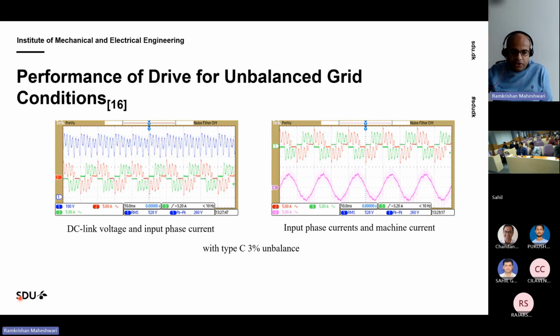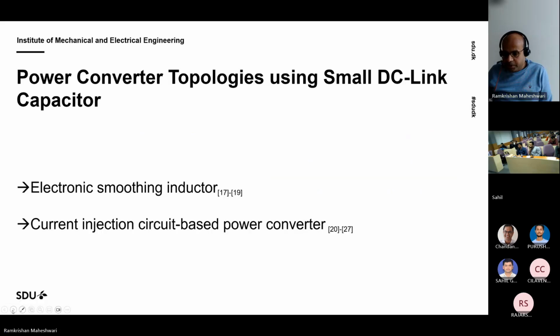If we can do something on the control side of the motor, can we do something more to have a better performance beyond this? There are other power converter topologies which work with a small DC link capacitor and have a better performance. Here I will talk mostly about these two circuits. One is the electronic smoothing inductor and the second one is the current injection circuit based power converter.